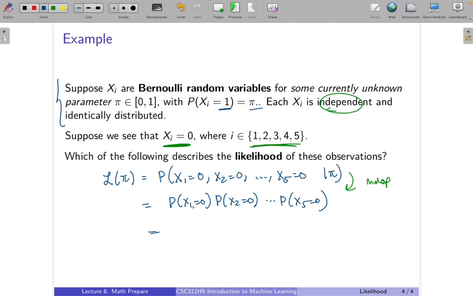And now I can also plug in the actual probability. So what is the probability that x is equal to 0? Well, that's going to be, based on my parameter here, 1 minus pi. This one is also 1 minus pi. And I've got this 5 times, right? So here I'm using the fact that the distributions are identical. So my likelihood is 1 minus pi to the power of 5.